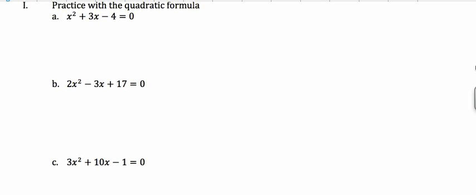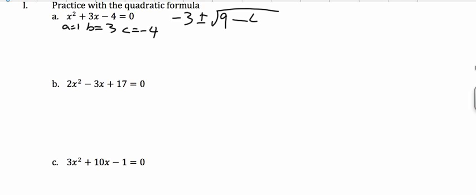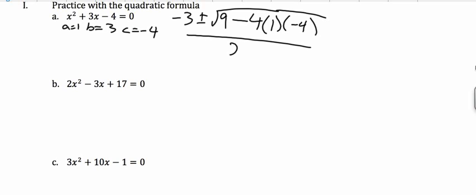Okay, so taking a look, this first one, our A is 1, our B is 3, and our C is -4. We are going to write the opposite of B, plus or minus the square root of B squared. Again, I like to square before I put it in there. That prevents me from making any silly sign errors. So that's 9 minus 4 times A is 1 times C is -4, all divided by 2 times 1.